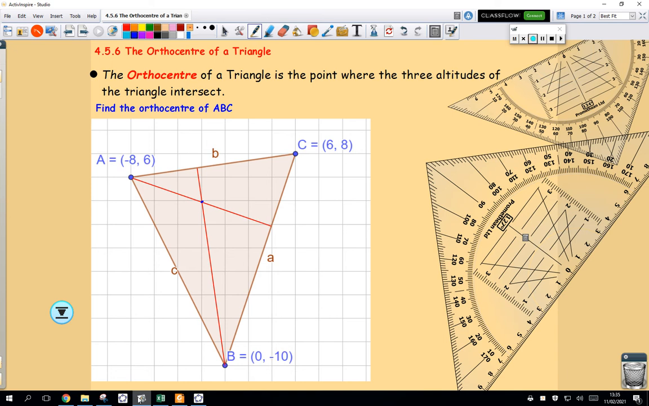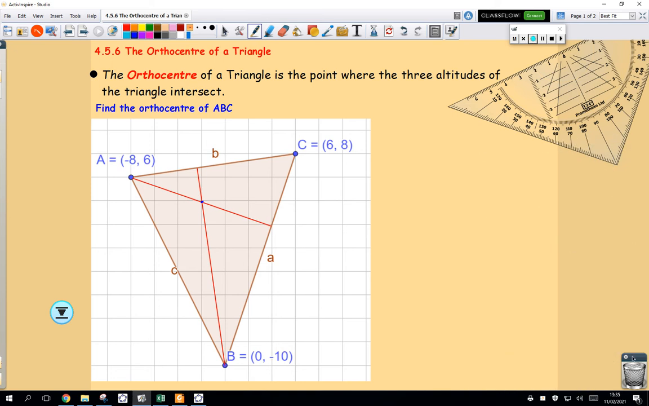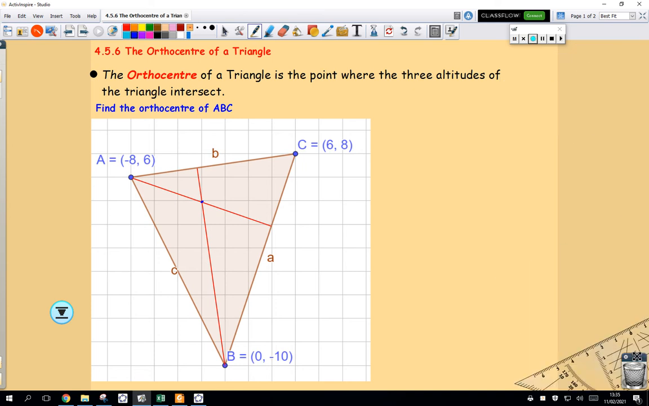Okay, so we have to know the definition of orthocenter. So how do we work this out using Cartesian geometry? I could draw all three, but I only need to draw two altitudes. So what I'm going to do is find the equation of the lines containing those altitudes, and find the points of intersection of those lines. I'm going to be using the point slope form of the equation of a line, which says that y subtract y1 is equal to m times x subtract x1.